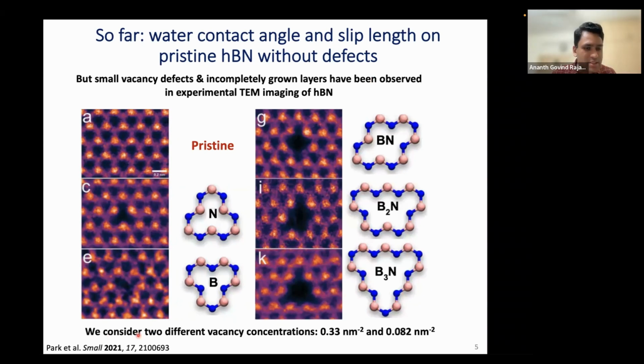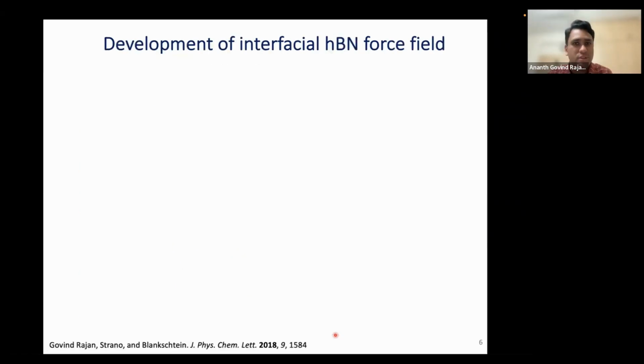So to do that, we considered two different concentrations of defects, a larger concentration and a smaller concentration. And of course, this is limited by the size of the box that we can take. If we go too big, then there are problems in doing DFT calculations to obtain partial charges on the B and N atoms, right? So before we go into this, of course, the accuracy of any MD study depends on the force field that is used.